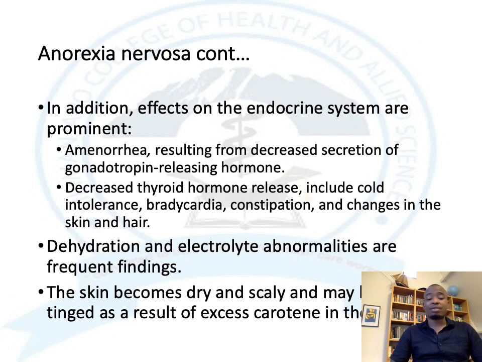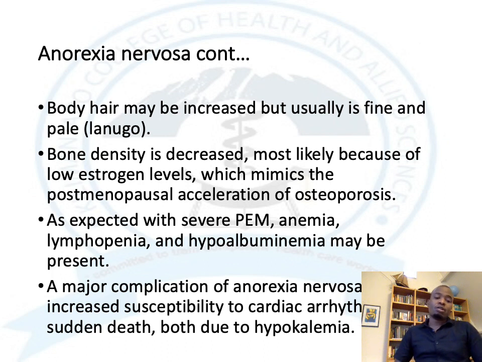Dehydration and electrolyte abnormality are frequently seen. Skin becomes very dry and the skin may be tinged yellow as a result of excessive carotene. So all this may happen in their life and they may end up dying. Body hair may be increasing, but usually fine and pale, lanugo, like in a child who has just been born. Lanugo, you can see them.